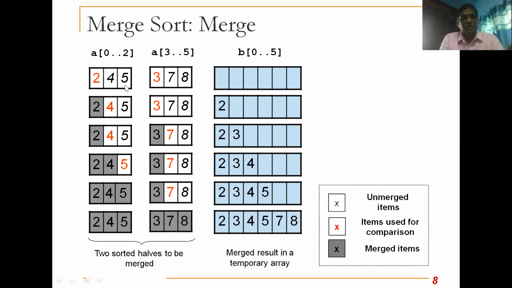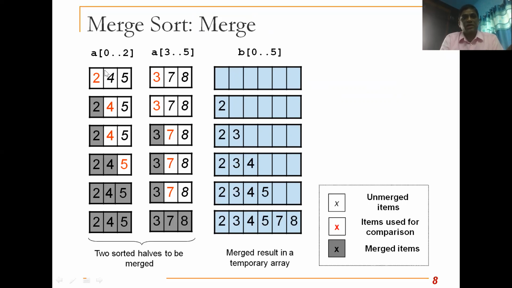Assume that this is the first sorted list containing 2, 4, 5. I'm saying first sorted list, all the elements should be sorted. And this is the second sorted list, all the elements are in sorted position. If they are not sorted, it means you cannot merge them. So these are the two sublists I want to merge. For that purpose, what I do is I will take a temporary array B with the size equal to the sum of elements of the two sublists. So 6 elements are there, so I will take an array B with size 6.